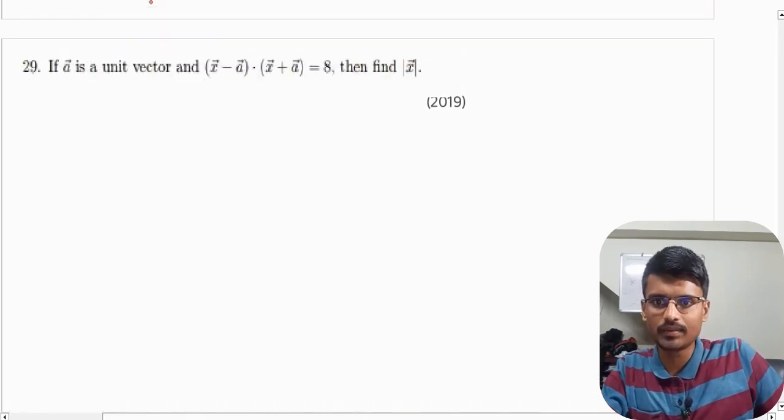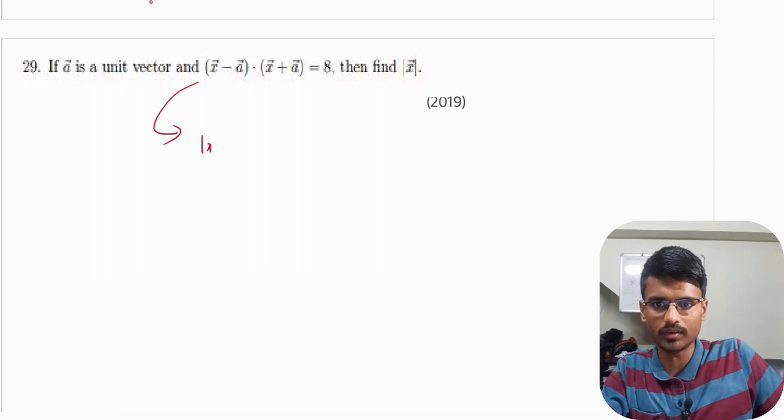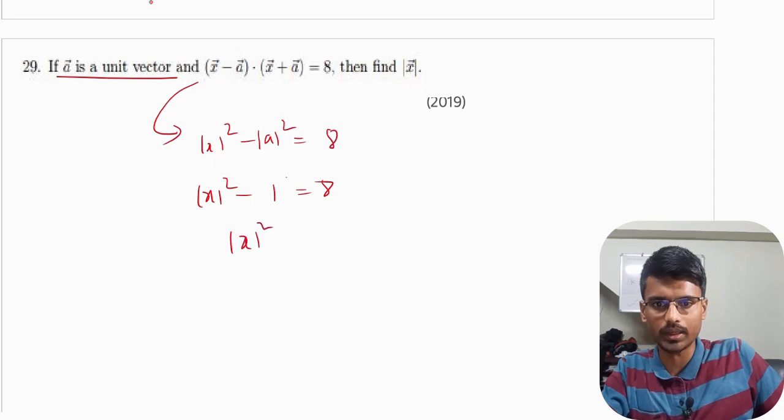If a is a unit vector, then find x. This one we have already seen. This is nothing but x² − |a|² is equal to 8, and a is a unit vector. That means the magnitude is 1. So x² − 1² is equal to 8. So x² is equal to 9, x is equal to 3. So this is the answer.